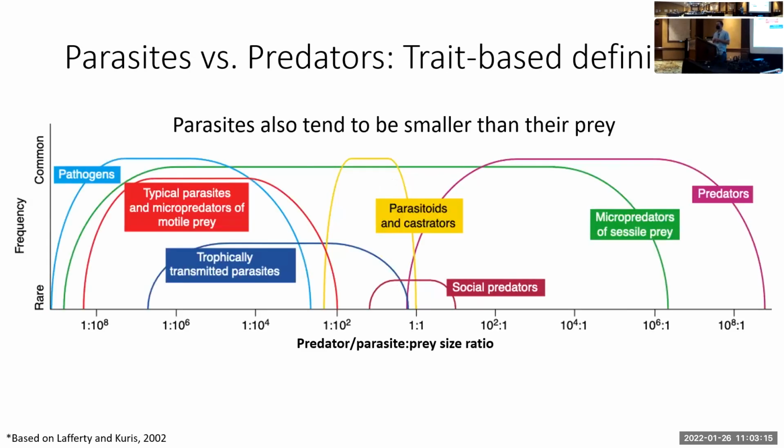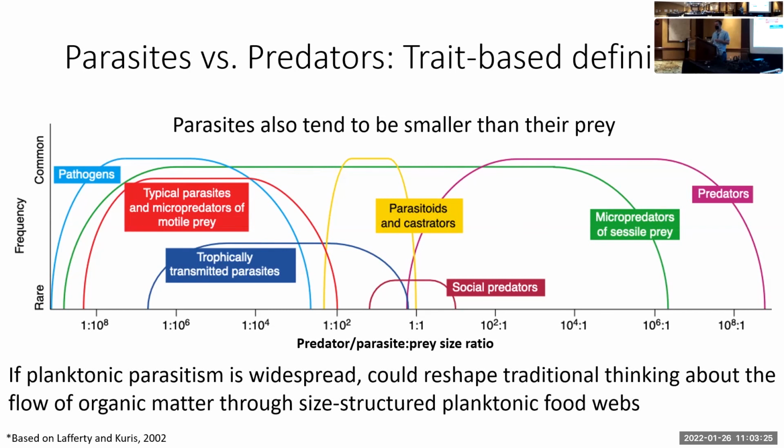Another trait that tends to separate parasites from predators, for the most part, is that parasites tend to be smaller than the organisms they consume, whereas predators tend to be larger. If we think about what this means for planktonic ecosystems, where we typically assume a size-structured food web, if parasitism is an important process in these systems, this would reshape how we think about the flows of organic matter through marine ecosystems.